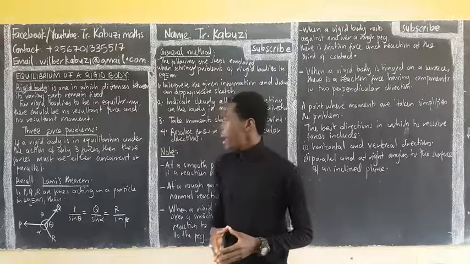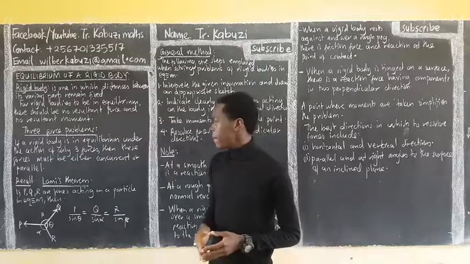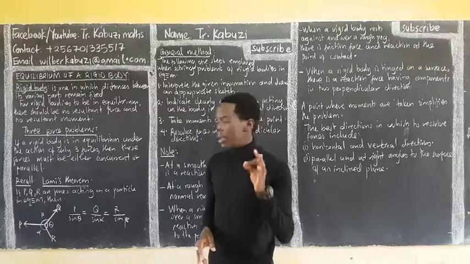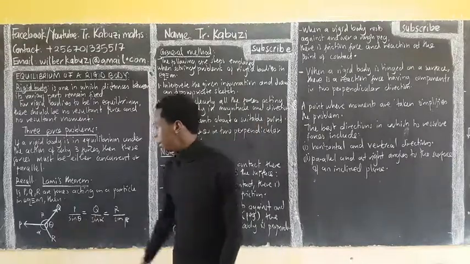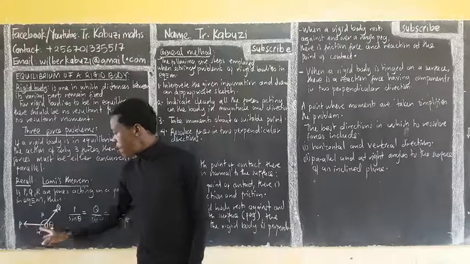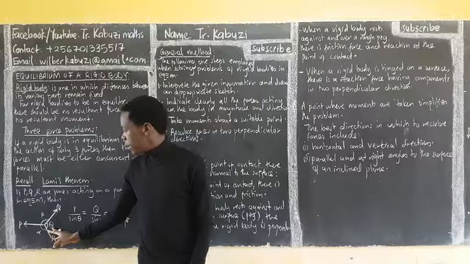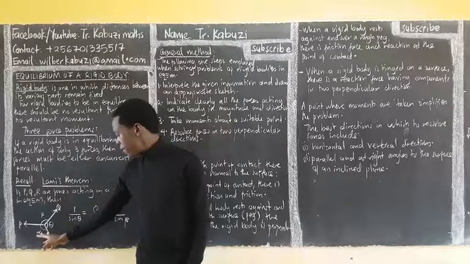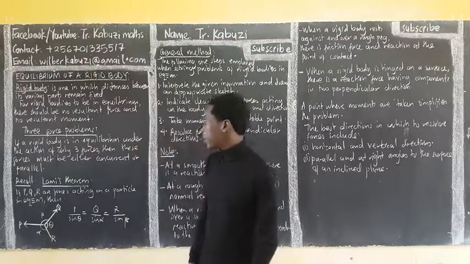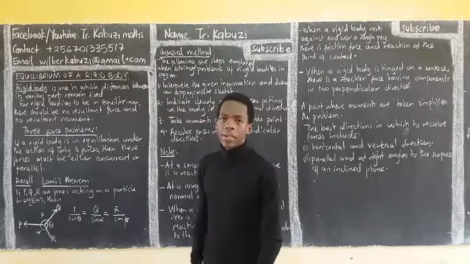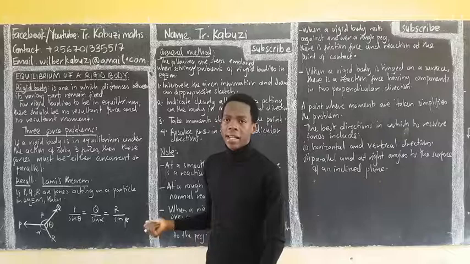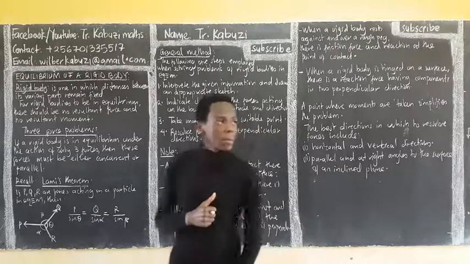If P, Q and R are three forces acting on a particle in equilibrium, then P over the sine of its opposite angle is equal to Q over the sine of its opposite angle, alpha, which is equal to R over the sine of its opposite angle, beta. So that's how we state Lami's theorem. I think we have seen it already. You can visit the playlist and look out for Lami's theorem.